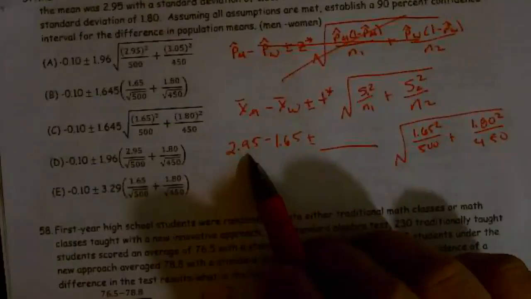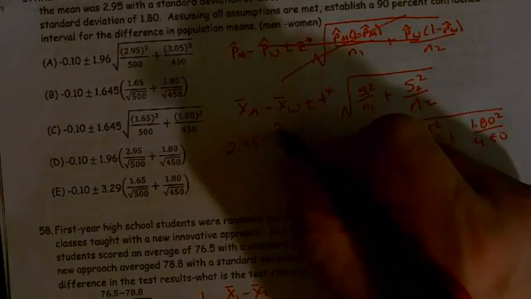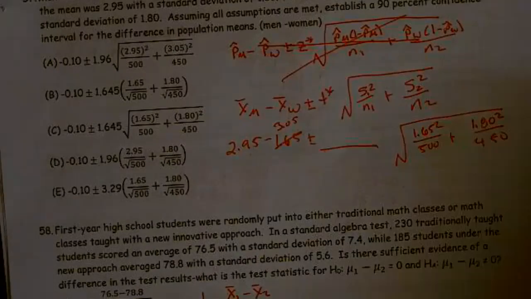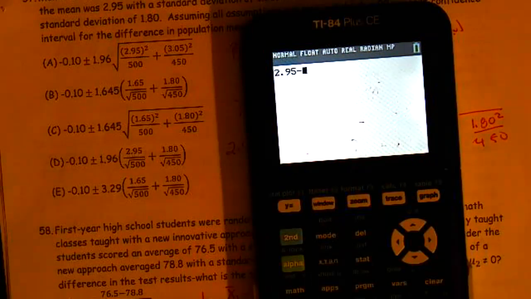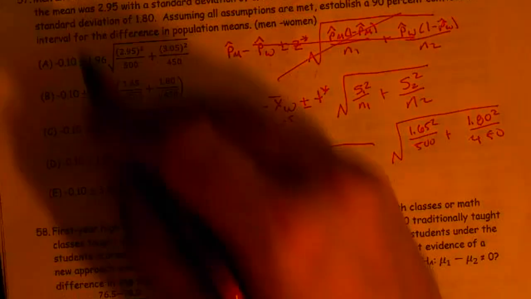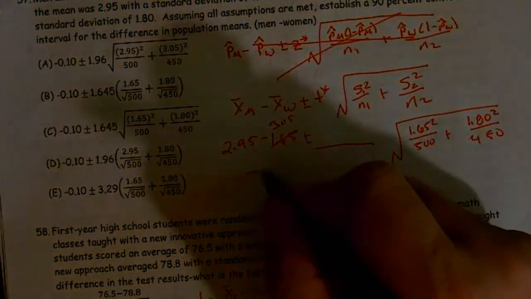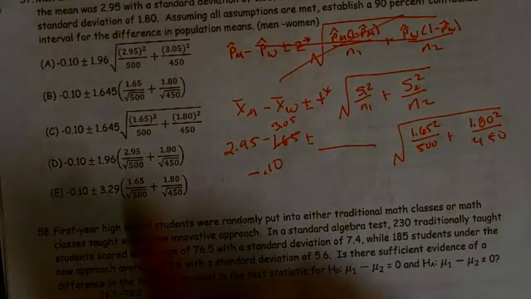Now, this right here is kind of interesting. So we have 2.95. Oh, excuse me. This should have been 3.05 for the women. So 2.95 tells me this is negative 0.1. Well, that's what all of them have. All right, so all of them have negative 0.1. So that takes care of that part.